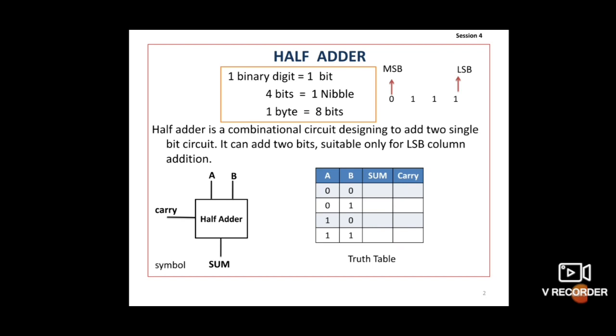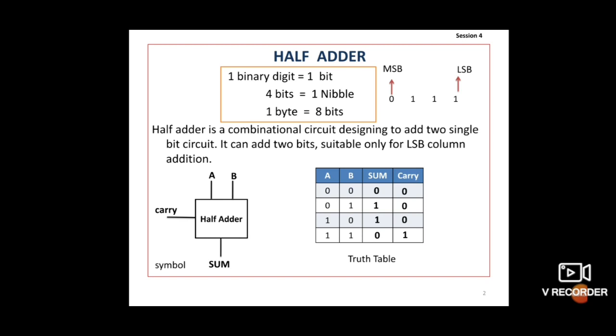Now see, 0 plus 0: sum is 0, carry is 0. 0 plus 1: sum is 1, carry is 0. 1 plus 0: sum is 1, carry is 0. And 1 plus 1: sum is 0, carry is 1. This is the truth table of half adder. This addition using simple binary rules we have already seen in the first chapter on number systems in paper 1.